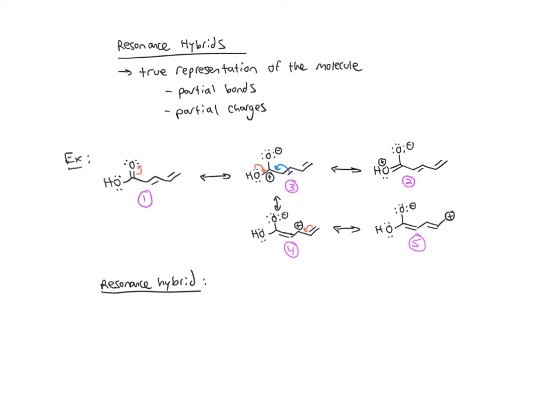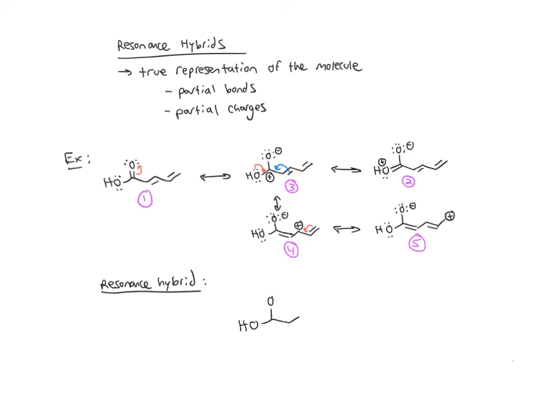But to actually draw out the resonance hybrid, a few things we want to keep in mind. We want to make sure that we're showing partial bonds, because this is going to show where all those pi bonds could be in the molecule. And we also want to show partial charges. So where are those charges that are going to show up in the molecule? So for this first molecule that we have been working with, we can go ahead for the resonance hybrid and actually draw out all of the sigma bonds.